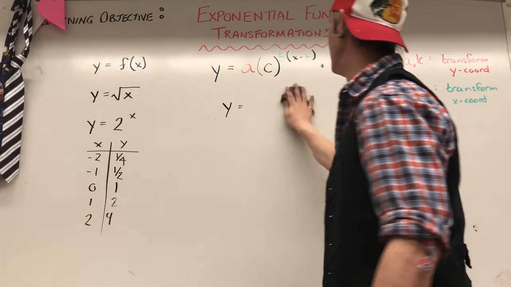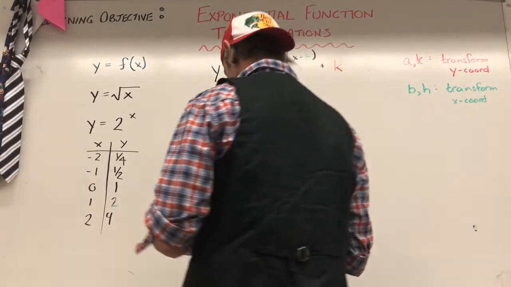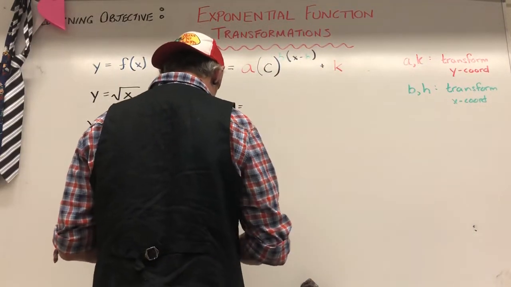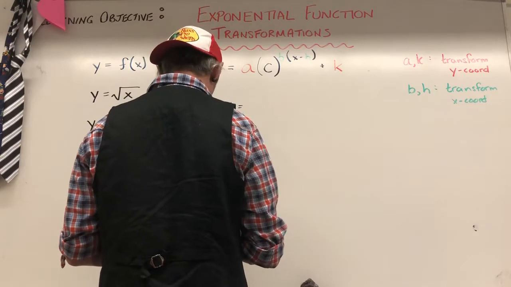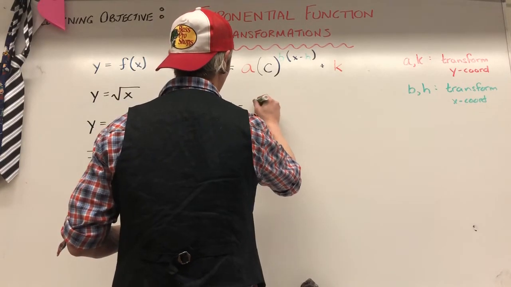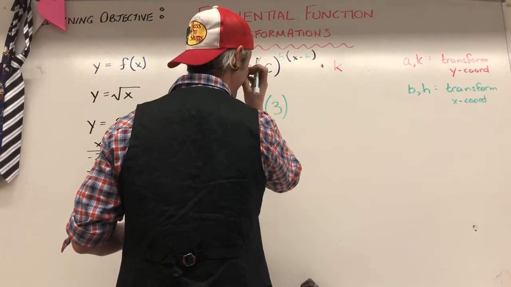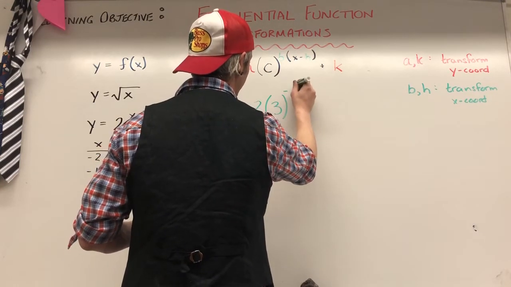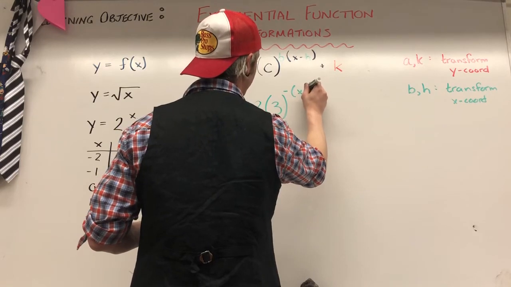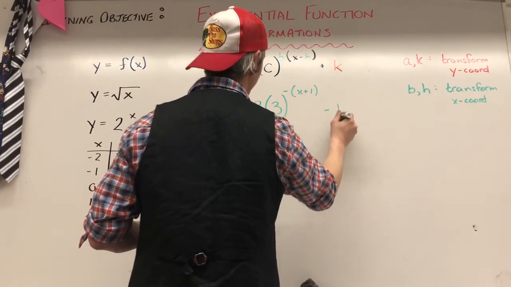So let's try a new transformation. Let's say I had 2 times 3 to the negative x plus 1 minus 1.